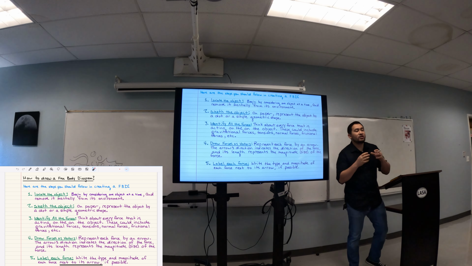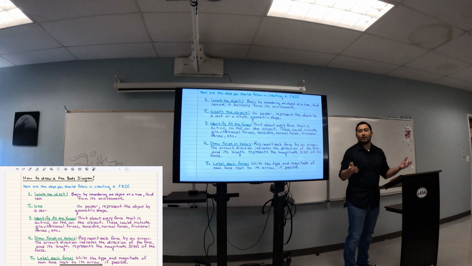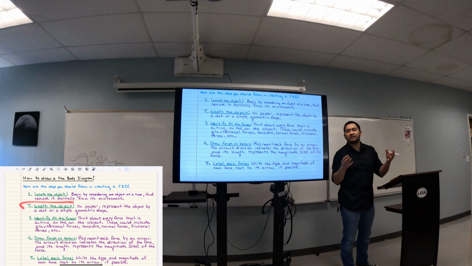Then you want to actually sketch that object. It can be just a simple shape. Even if we're talking about a boat, we still want to sketch a very simple shape for our free body diagram. Could be a square. In the practice problems, there's one I do as a circle. A lot of times I use a single point. Okay?